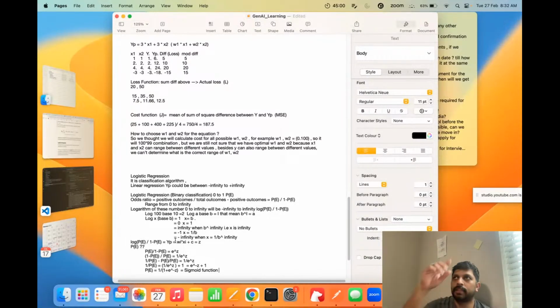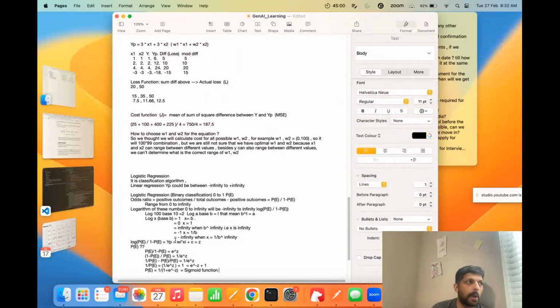Based on varying the minus infinity to infinity value for a given point, we vary the corresponding 0 to 1 value. It could be 2200 or something like that in the linear regression's y predicted, and 2200 will be mapped down to the corresponding probability using this sigmoid function.